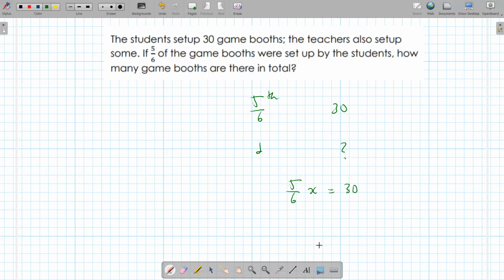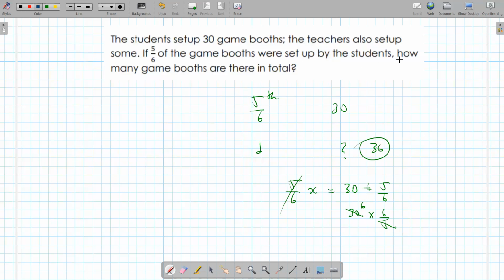How do you solve this for x? You divide. So 30 divided by what? 5/6. Exactly, which is the same thing as 30 times 6/5. 5 goes into 30 six times, so 6 times 6 is 36. So that's the answer, 36. It's not multiplication.